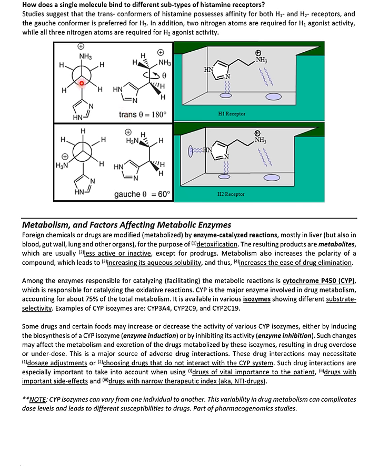So this is the molecule, this is the Newman projection, and you will see that the trans conformation is preferred for H1 and H2, while the gauche conformation is preferred for H3. So what about H1 and H2 receptors? How can one molecule bind to them?